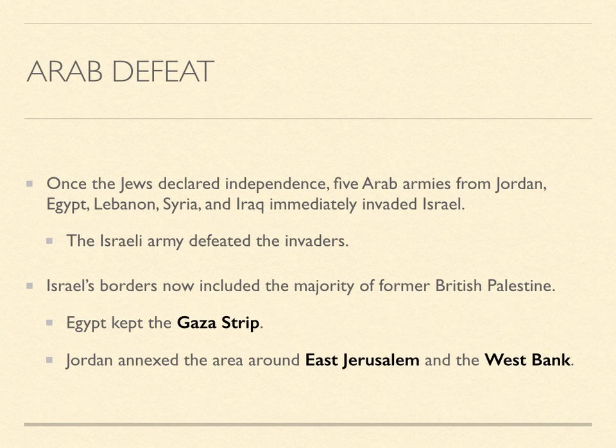Arab defeat. Once the Jews declared their independence, 5 Arab armies from Jordan, Egypt, Lebanon, Syria, and Iraq immediately invaded Israel, and the Israeli army immediately defeated them. Israel's borders now included the majority of what was former British Palestine. Egypt, however, kept the Gaza Strip, and Jordan annexed the area around East Jerusalem and the West Bank. So Egypt was responsible for the Palestinians living in the Gaza Strip, and Jordan was responsible for those in East Jerusalem and in the West Bank area.